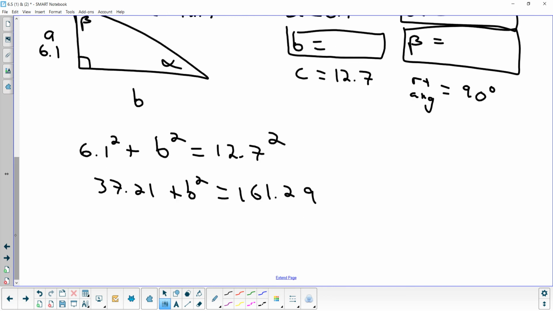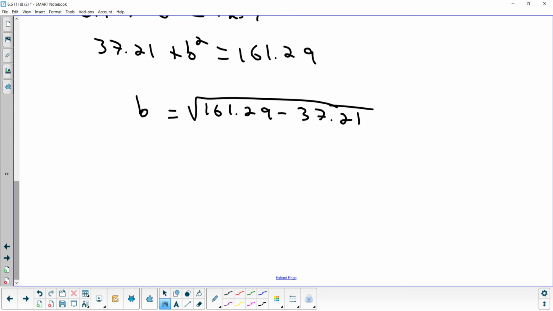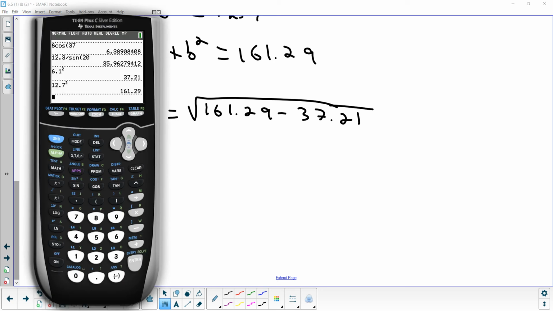Okay, what do I do next? Tim? Subtract 37.21 from both sides and then take the square root of both sides. Yeah, so I'm going to do that in the same step. So I've got 161.29. I'm going to minus this 37.21. And we had B squared, so we're going to take the square root. All right, so square root of 161.29 minus 37.21.